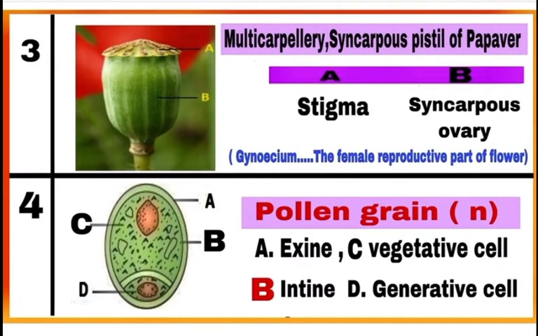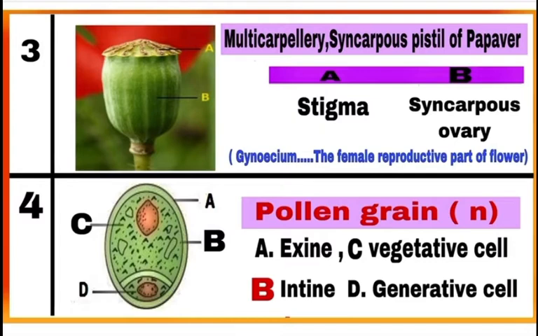Third diagram, this is Gynoecium representing female reproductive part of a flower of Papaver, where more than one pistil are present and the pistils are fused together. So, it is multicarpellary and syncarpous pistil. Here in the diagram, A is stigma and B syncarpous ovary.